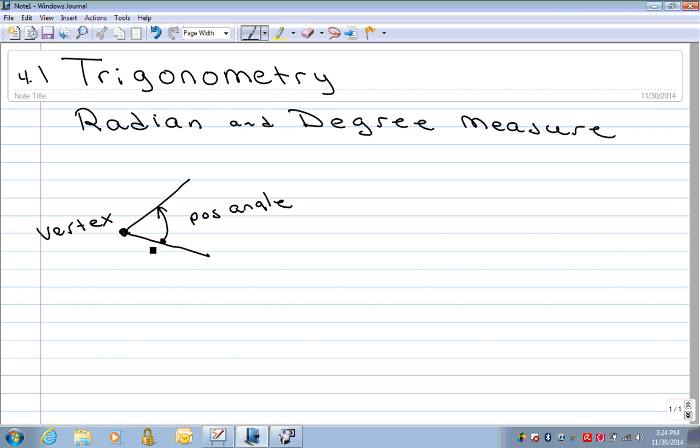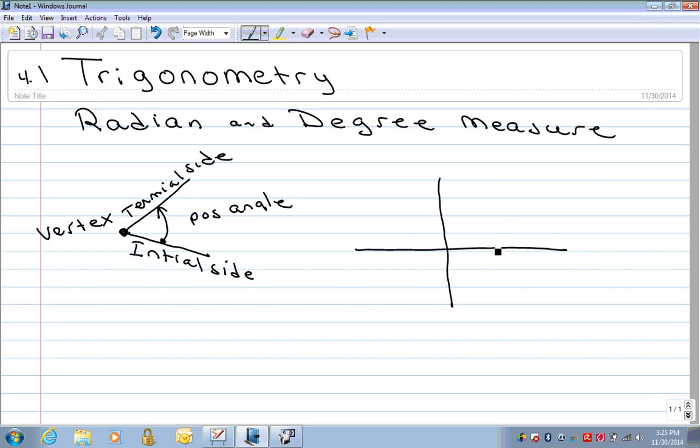It begins at the initial side and it ends at the terminal side. And these are all really important. So this is a positive rotation. It could also look like this, and will look like this mostly as we use the unit circle.